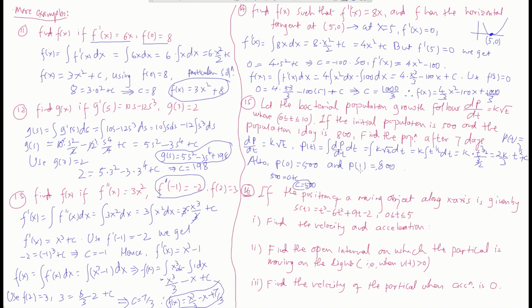And similarly, you do P(1), replace t by 1. P(1) equals 2k over 3 times 1 to the 3/2, which is just 2k over 3, plus c. What is the value of P(1)? P(1) is given as 800, right? So 800 equals 2k over 3 times 1, plus c, which is 500. You see that? Now you need to solve for k. So how do I do that? Subtract 500. What do you get? You cancel out that. So 800 minus 500 is 300, right?